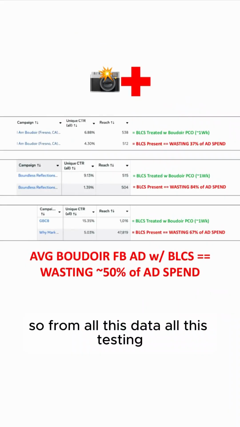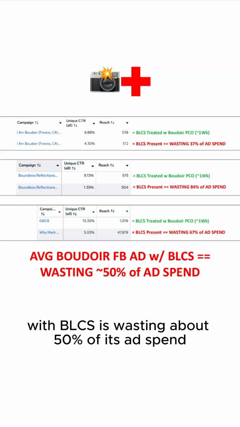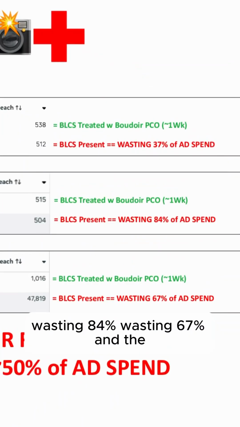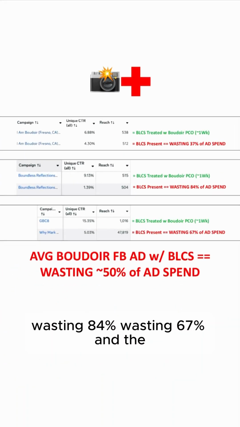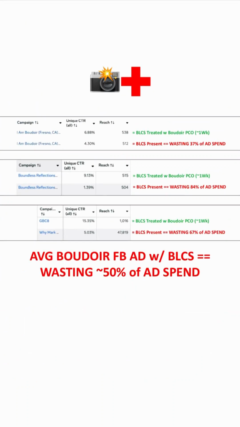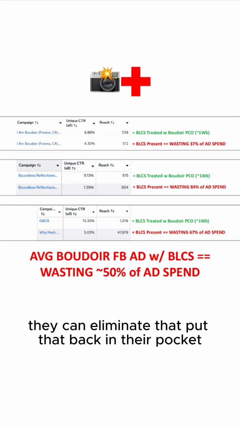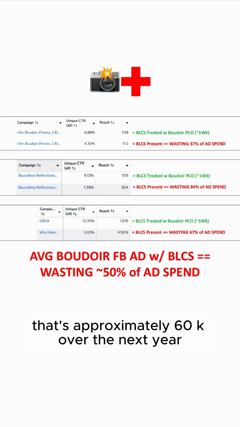So from all this data, all this testing, what I've seen, the average Boudoir Facebook ad with BLCS is wasting about 50% of its ad spend. I mean, check out these numbers here: wasting 37%, wasting 84%, wasting 67%. And if they're spending more than 10 grand a month on Boudoir Facebook ads, then on average, 5K a month is being wasted. They can eliminate that, put that back in their pocket. That's approximately 60K over the next year.